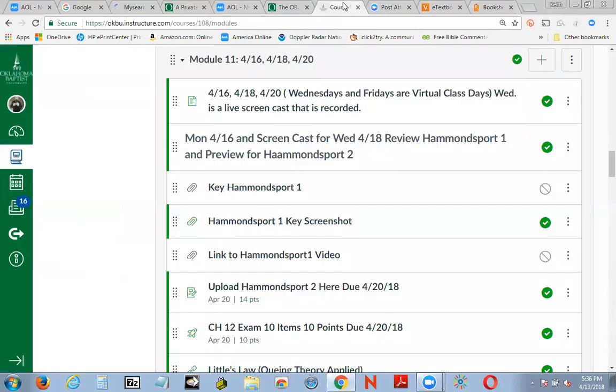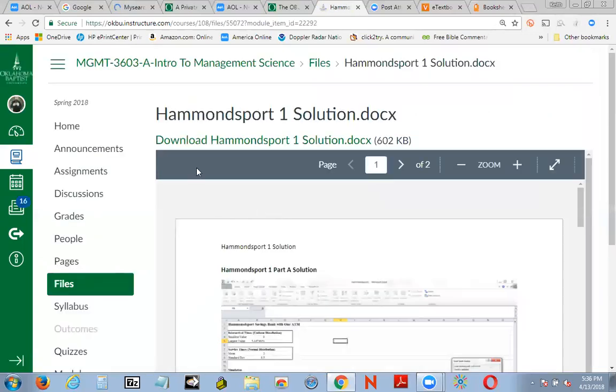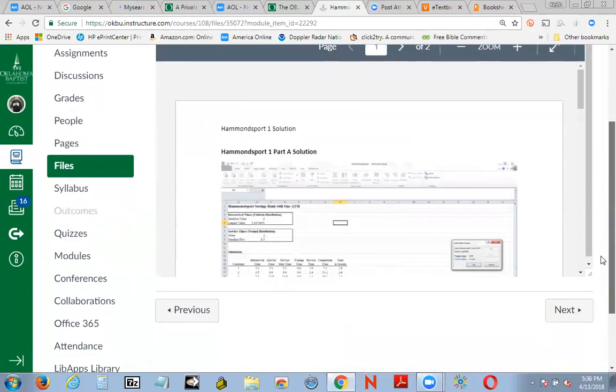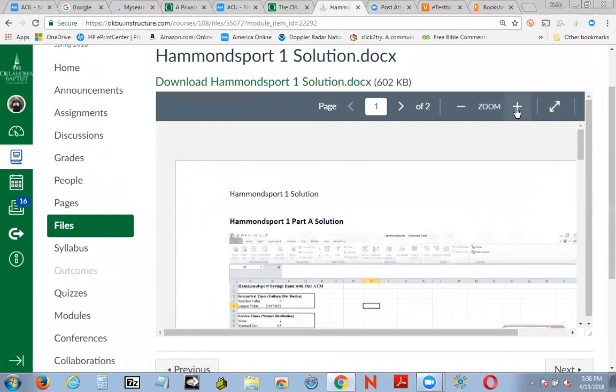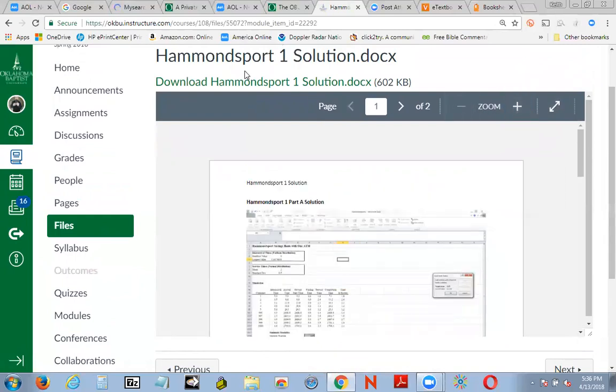Now I'm going to go over here to the course files. I'm just going to show you that I have a screenshot for you. I also have a video on Hammond's port 1, so you'll want to look at it, all right? And here's a screenshot. And we can zoom this up. Pardon me, zoom it out. Let's just download it. Probably going to be easier.